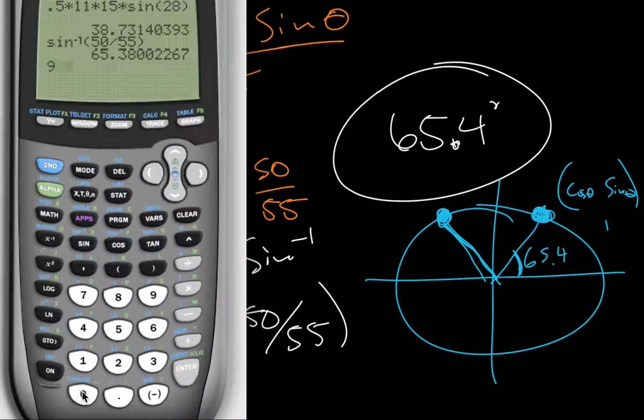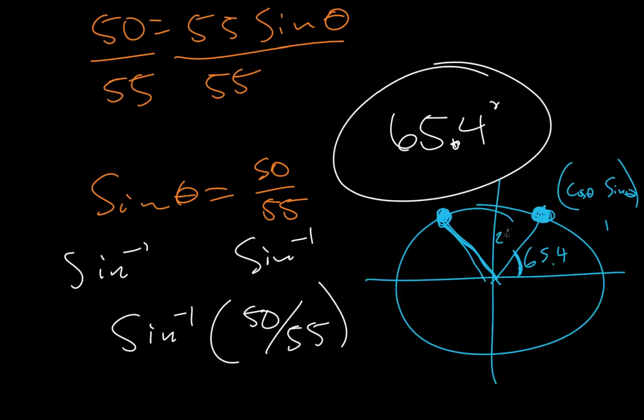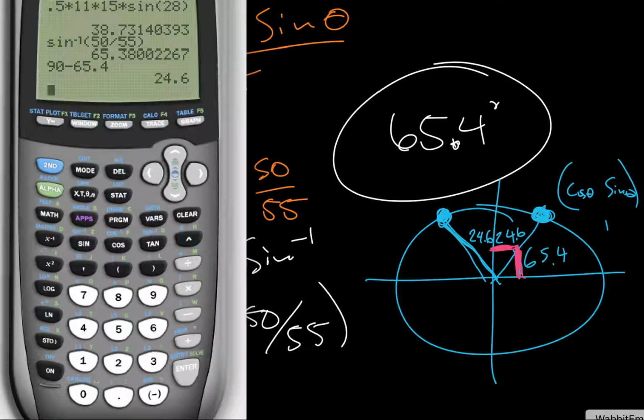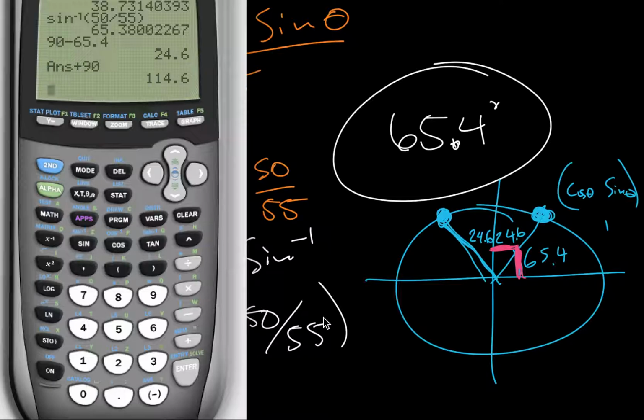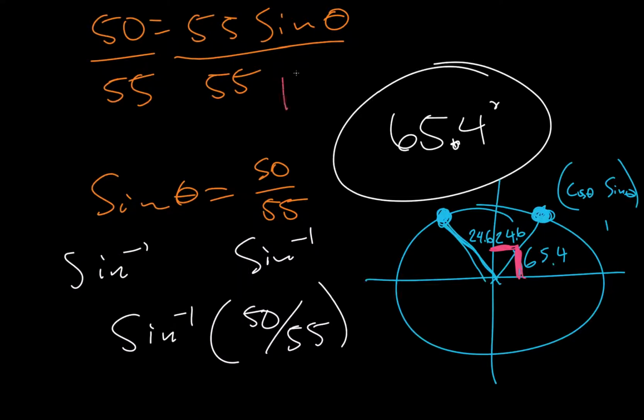So 90 minus 65.4. So 24.6, which means this is also 24.6. And so if we do 90, because this angle would be 90, so 90 plus 24.6. Just add 90 to that. We get 114.6. So that's the other one.